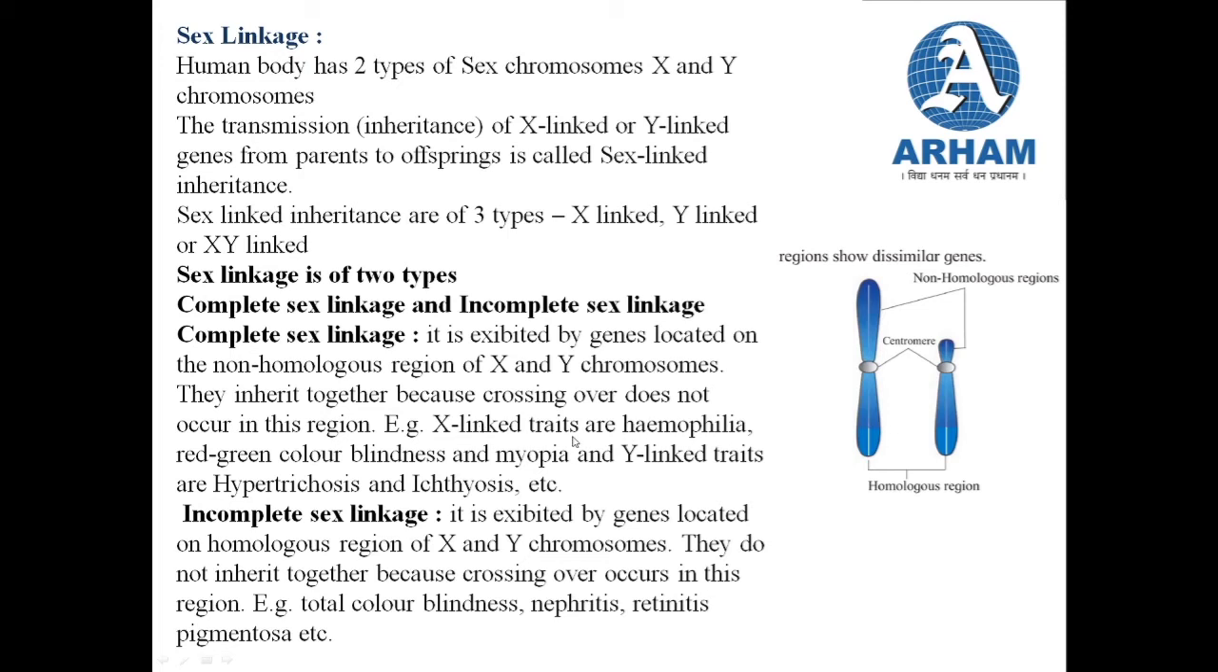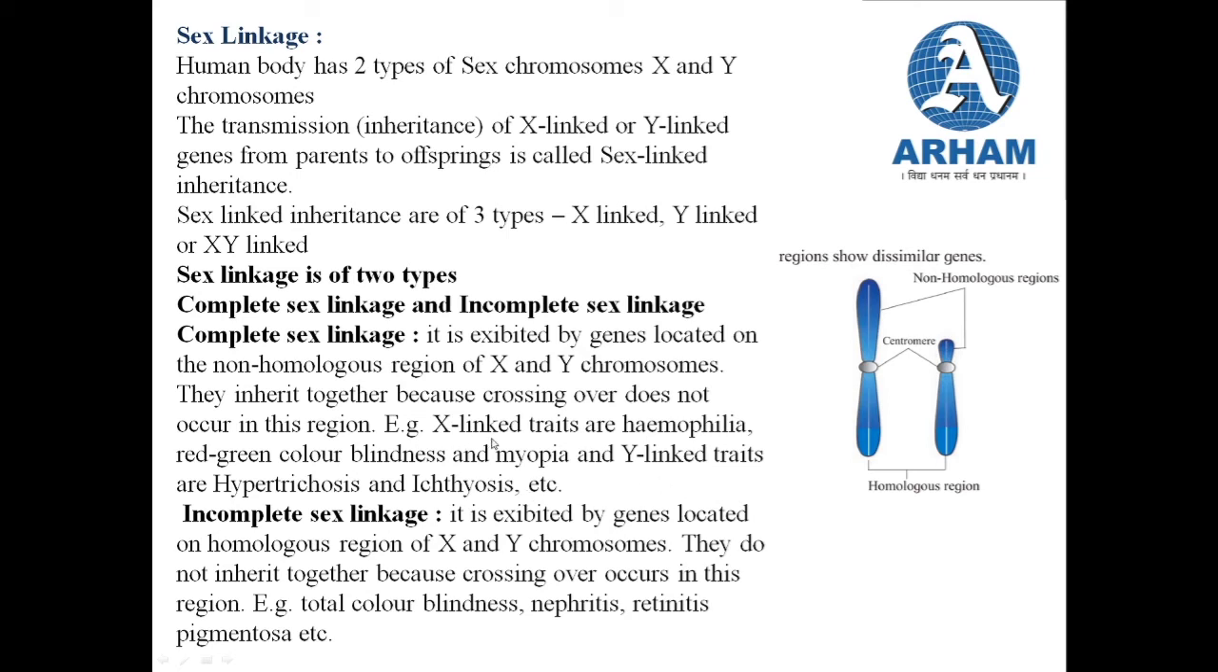This is an X-linked trait or X-linked character. The second one is red-green color blindness, that is, red and green colors are not seen. The third condition is myopia. Myopia is a condition in which close objects are very clearly seen, but the far ones are not seen. It is a condition that runs in the family. So in myopia, close objects are seen, but far away objects are not seen.